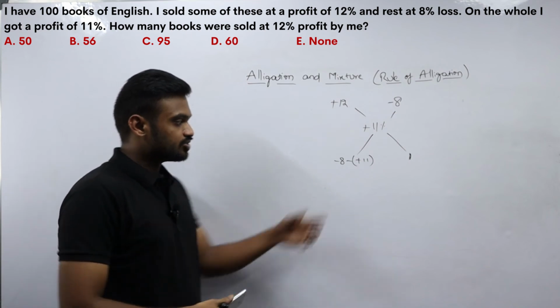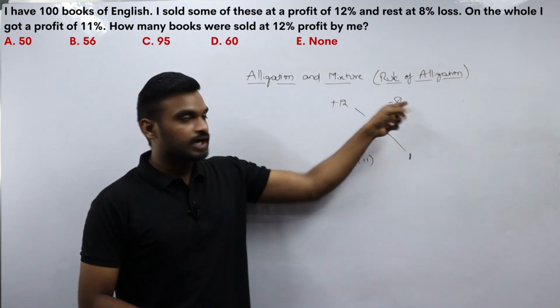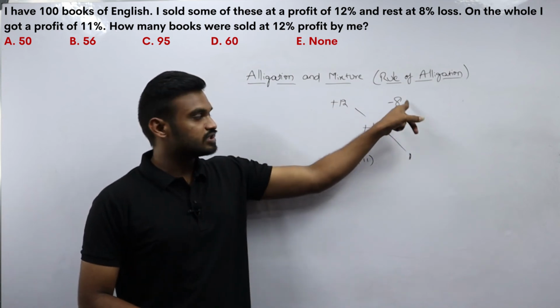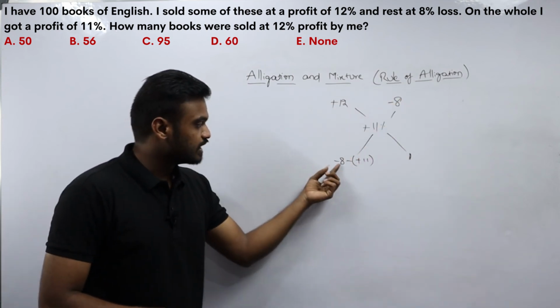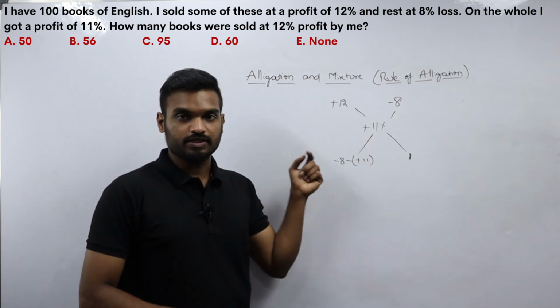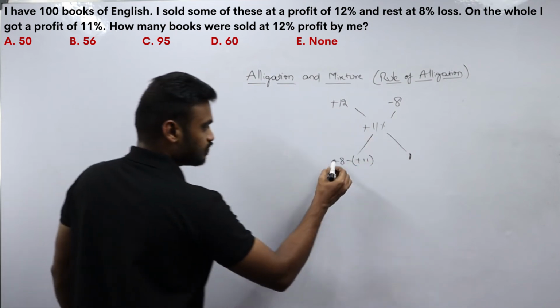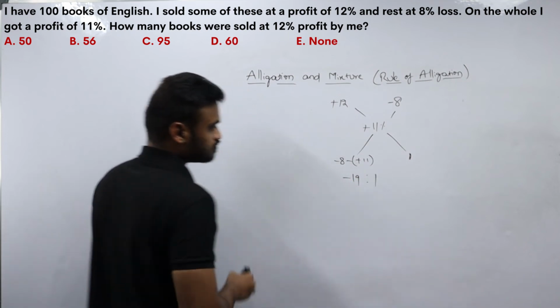Observe this carefully. I am removing 11%, that is the mean price, from the higher price. Suppose assume that this is the higher price, so minus 8 minus 11%. So we will get minus 8 minus 11, and here 12 minus 11 is 1%. Now I will get minus 8 minus 11, that is minus 19, is to 1.